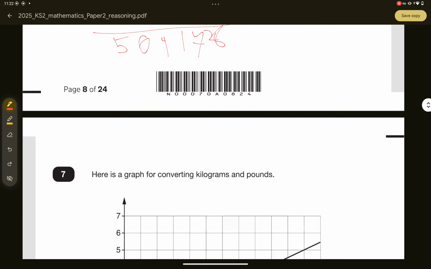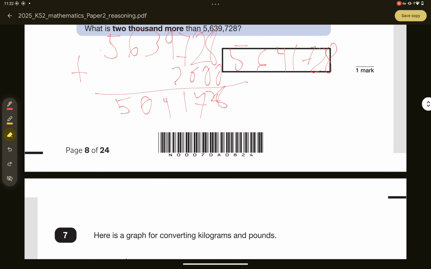Yeah, don't ignore my messy handwriting again. You know what? I'm gonna try and make this neater. 5, 6, 4, 1, 7, 2, 8.